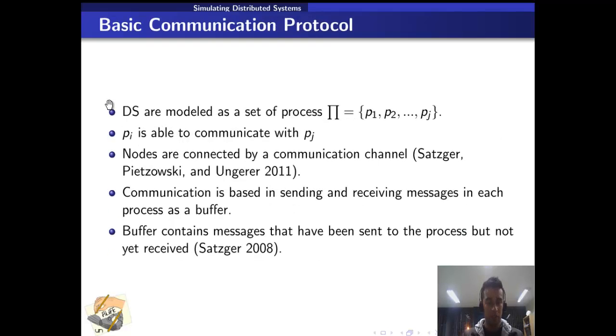A formal definition of a distributed system is a set of processes, P sub 1, P sub 2, until P sub j, where P sub i is able to communicate with P sub j, and nodes are connected by a communication channel. Communication is based on two main primitives, sending and receiving messages, and the buffer contains messages that have been sent to the process but not yet received.